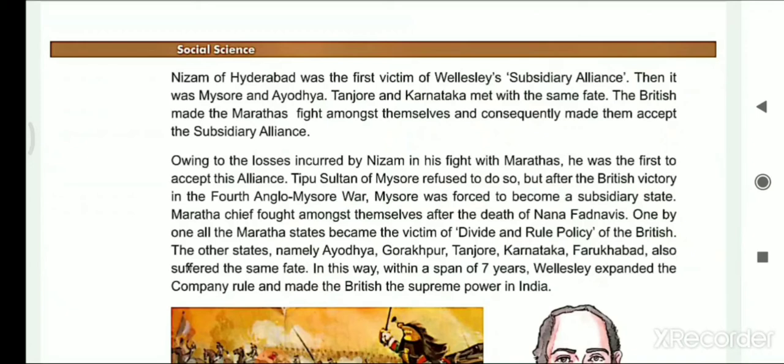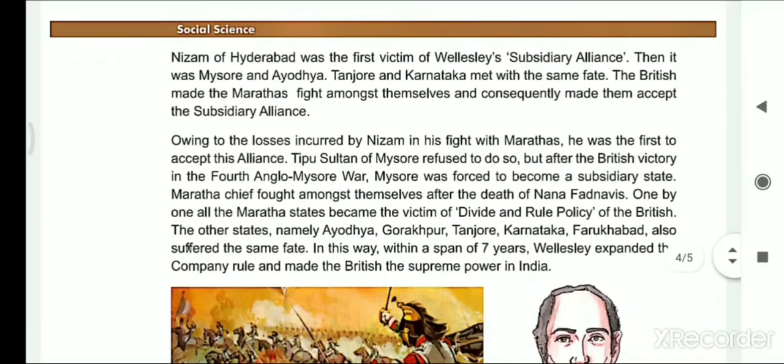The British made Marathas fight among themselves and consequently made them accept the subsidiary alliance. That means, dear students, the quote which we came across in the beginning of the chapter, that when two persons quarrel, the third gains. The same policy was used by the Britishers, that they made Marathas fight among themselves and hence at last forced them to accept the policy of subsidiary alliance.